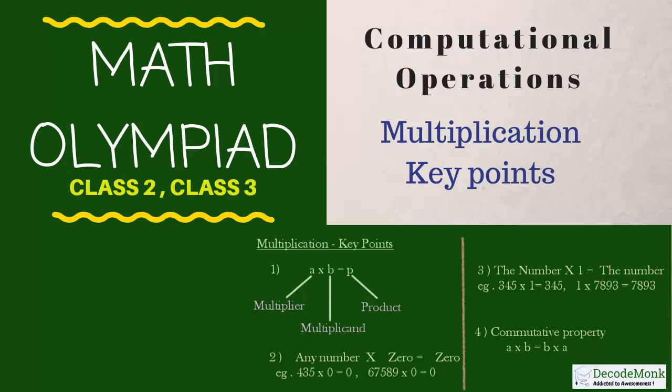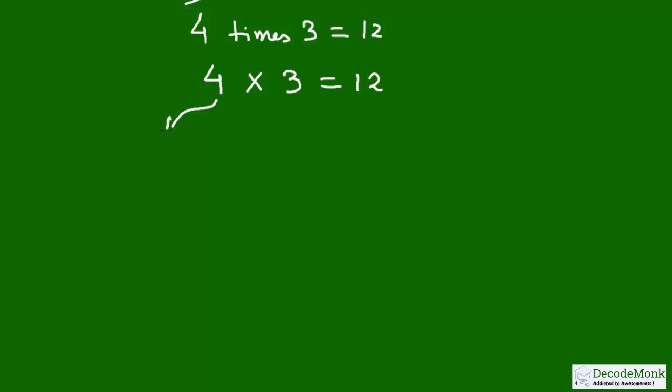Let us discuss some nomenclatures related to multiplication. In our previous example, 4 into 3, which is equal to 12, which we have already discussed. 4 times 3 equal to 12. The first number, which is before this cross symbol or multiplication symbol, is called the multiplier, because this is the times you are adding this number 3.